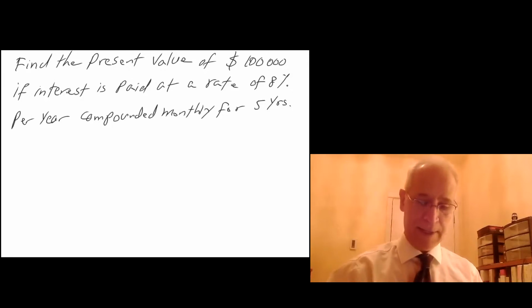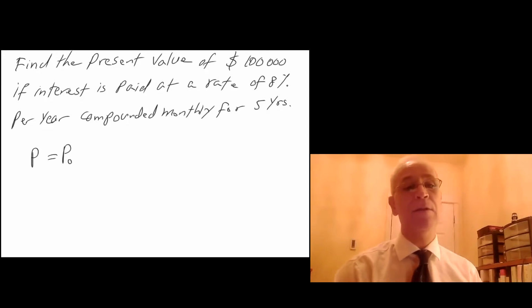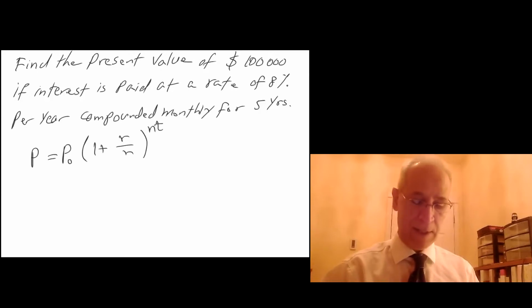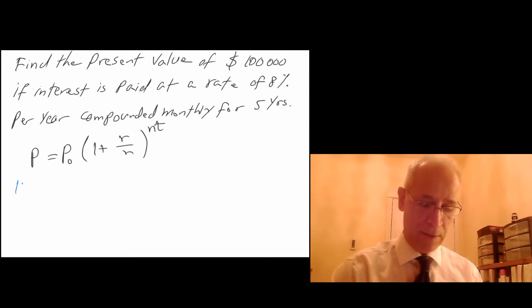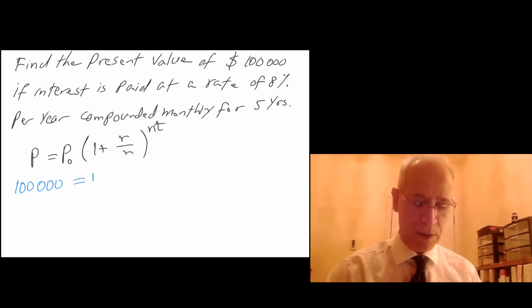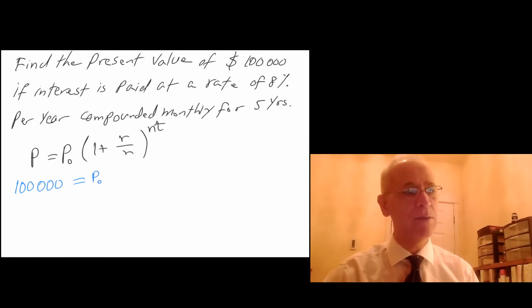So let's say that P, which is my future value, equals P initial, or my present value, times 1 plus R divided by N, to the power of N times T. And once again, right now, what I have is the future value. So in the future, I want $100,000. How much, which is my present value, do I need to invest?